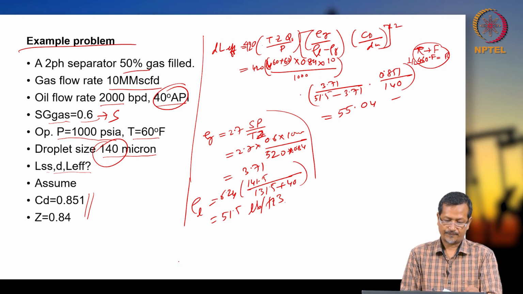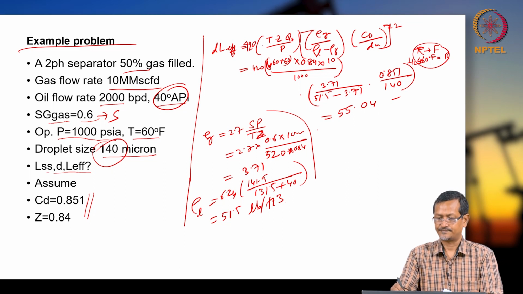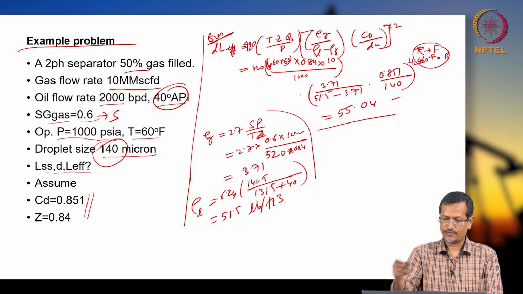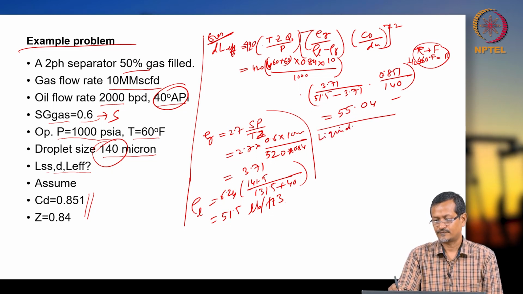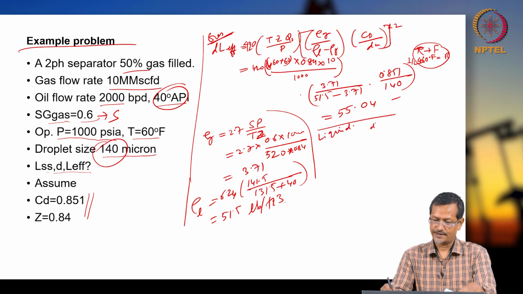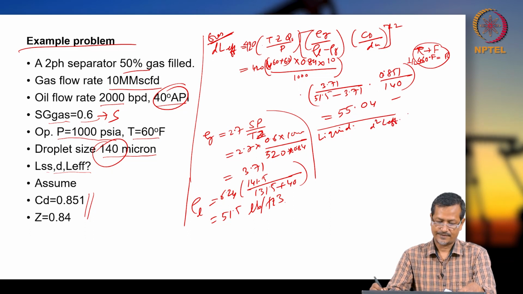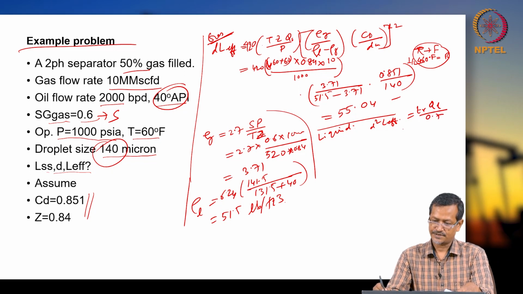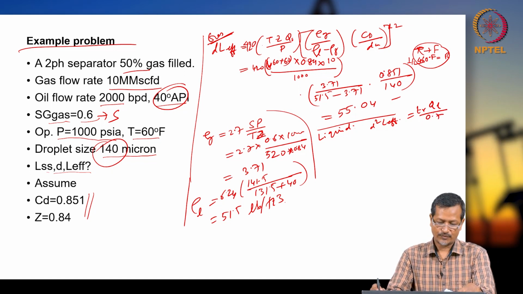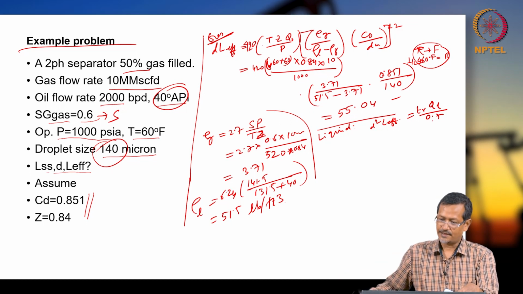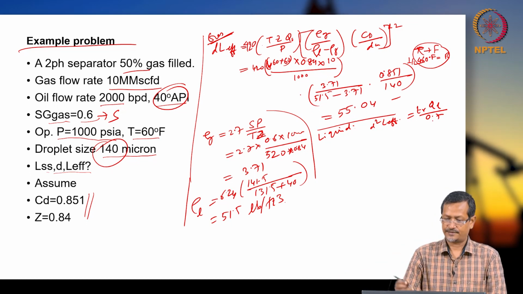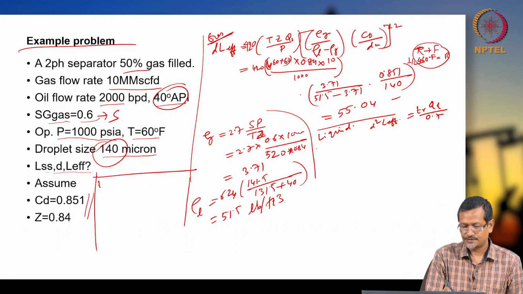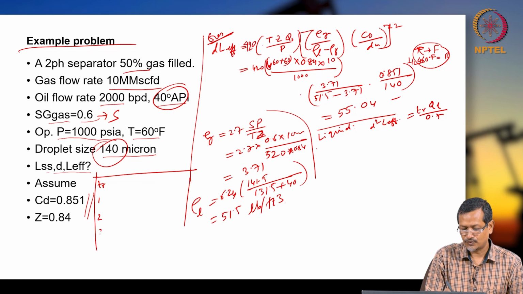Now you have to calculate based on liquid capacity. This was from gas capacity. First you calculate gas capacity, then you go to liquid capacity. The liquid capacity formula is D square LEFF equals TR QL divided by 0.7. Now the QL value you know, and TR you have to assume: 1, 2, 3.